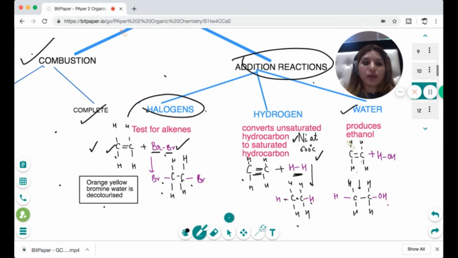For water, when you react it with water, the double bond breaks into a single bond and hydrogen goes on one side, OH goes on the other side. So ethene produces ethanol. So by addition reaction from alkene, you can get haloalkanes, you can get alkanes back, and when you use water, you can get alcohols. Okay, so these are all the reactions of alkene. Make sure you are able to write these whole reactions.